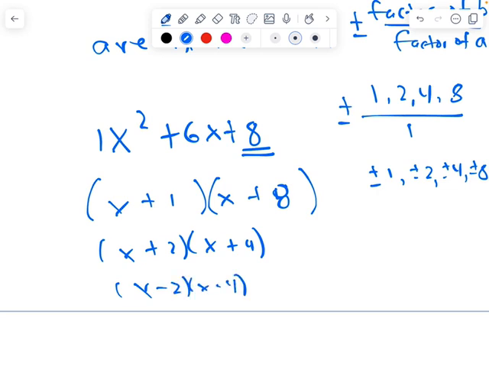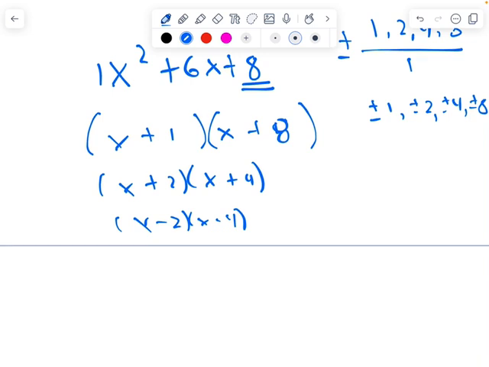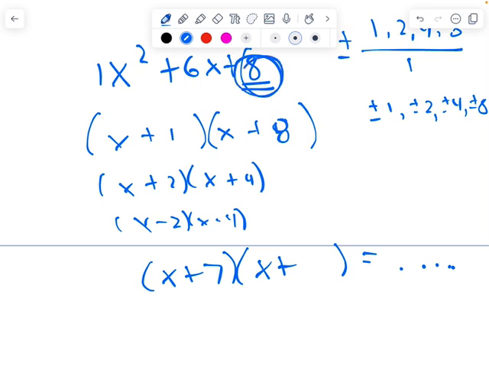But those are the possibilities we'd have to consider, and I wouldn't need to consider the possibility that, for example, it could be x plus 7, x plus something, because when I multiply those out, we're not going to get the 8. So this tells you that when you're trying to figure out the factors, you can limit it to the things that multiply to be that.